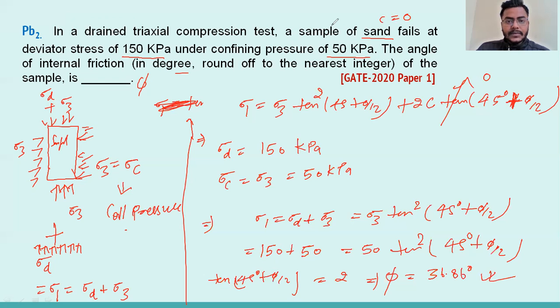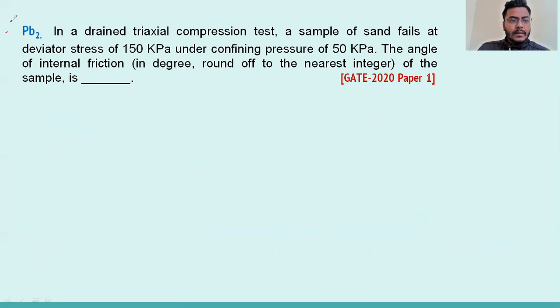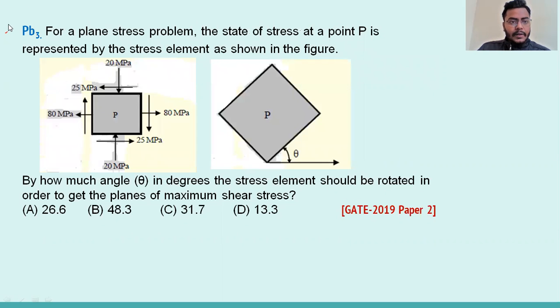Okay, let's go for the next question that we have. This is a very important question. For a plane stress problem, state of stress at a point is represented by the stress element shown in the figure. By how much angle theta in degree the stress element should be rotated in order to get the planes of maximum shear stress.